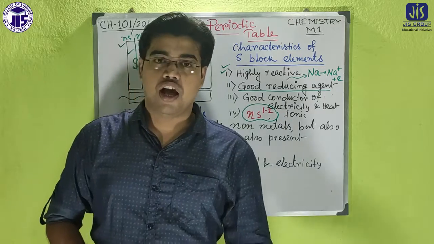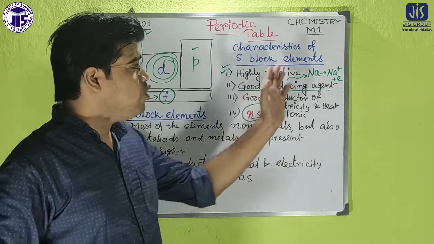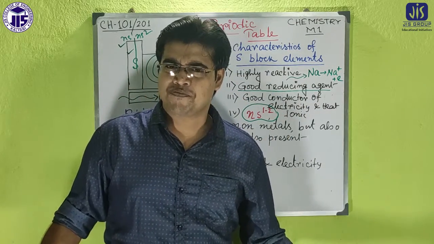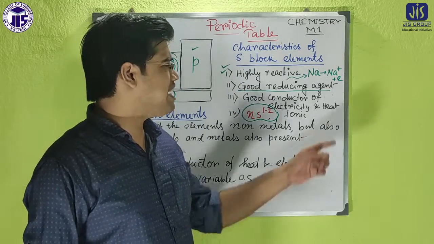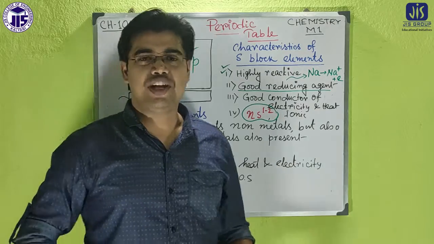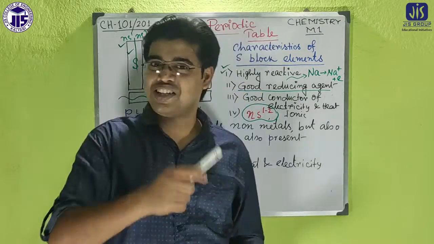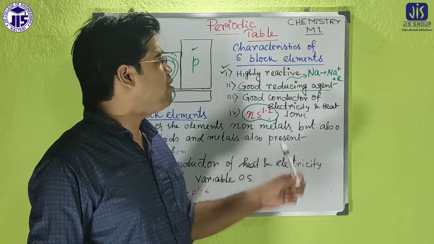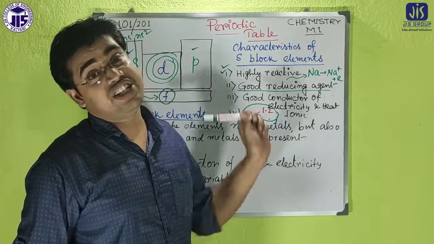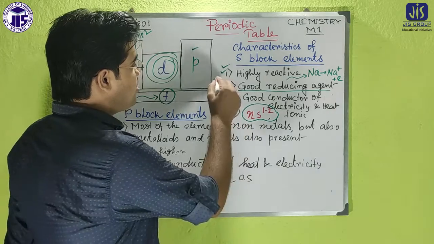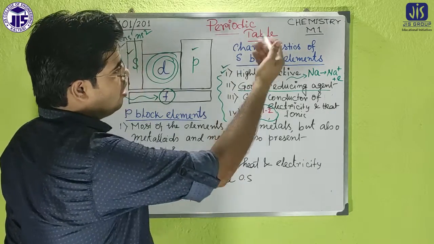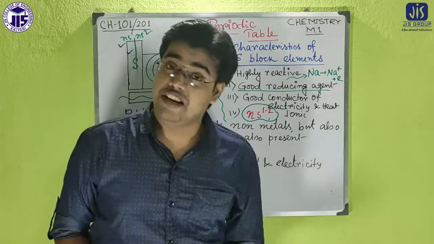Another thing I told you is that they can easily lose electrons, so obviously they have a tendency to form ionic compounds. If you take the simple example of sodium, it forms an ionic compound, NaCl, Na plus and Cl minus. Almost all of them have a tendency to form ionic compounds. So these are the general properties of the S block elements.